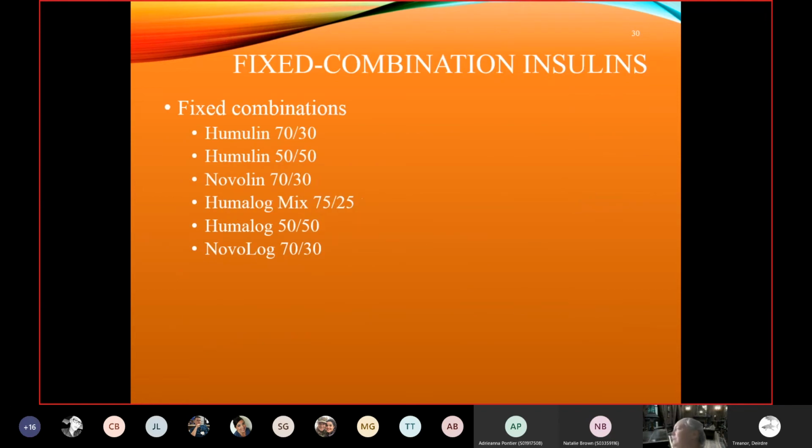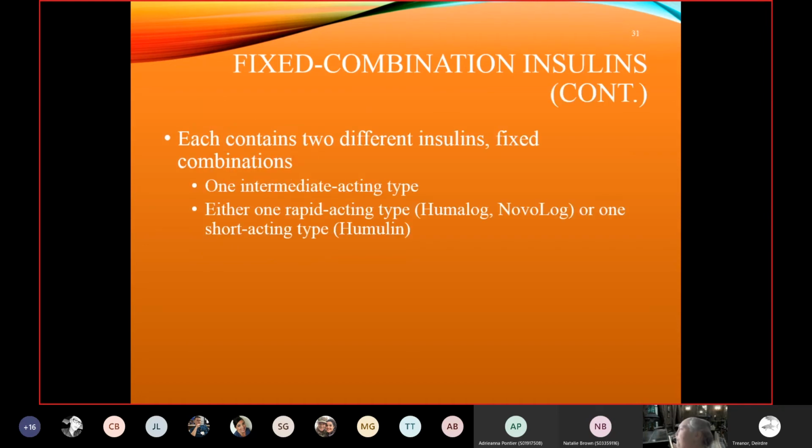Then we have the fixed combos, like we talked about, the 70-30, there's a 50-50, there's a 75-25. A lot of patients take a rapid acting and an intermediate acting. So in order to cut down on the number of insulin injections, they've made these mixes, which make it much easier for the patient. There are always two different insulins in a fixed set combination. So 70% intermediate, 30% rapid, or short acting.